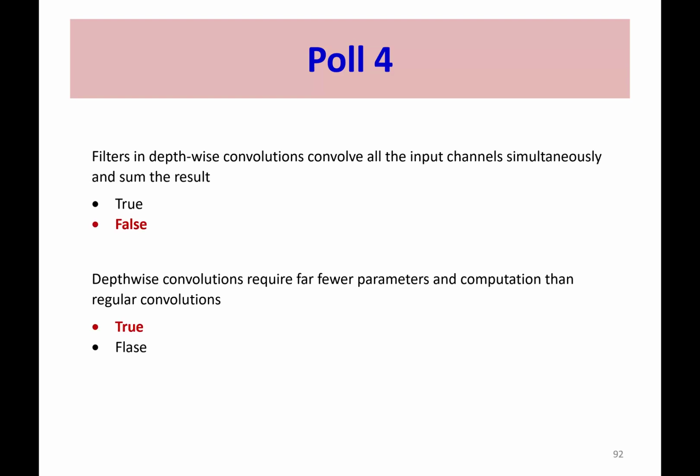Yes. Filters and depth-wise convolutions do not convolve all the input channels simultaneously. And depth-wise convolutions require far fewer parameters and computation than regular convolutions. So anytime you reduce the number of parameters, you're going to get some kind of a loss. Given sufficient data, depth-wise convolution is always going to be inferior to regular convolution. But it's a trade-off between computation and accuracy in this case. Sorry, I'm not sure why you couldn't see the quiz.